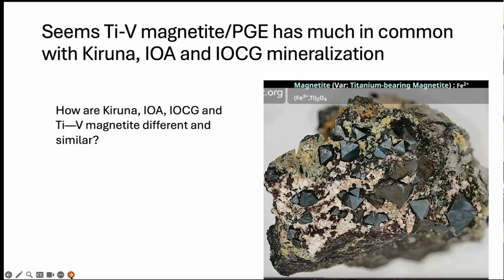Okay, so it seems that titanium, vanadium, magnetite, and PGEs have a certain amount in common with Kiruna-type, IOAs, and IOCGs. And one might wonder how we could be more precise about the similarities and differences, which provides an opportunity for someone to do a student project on that.